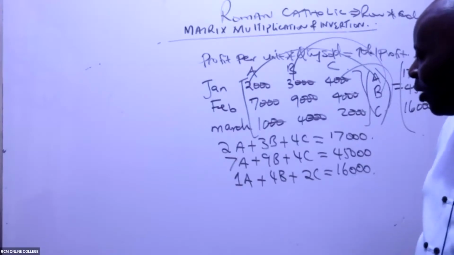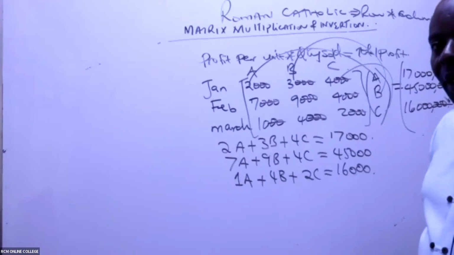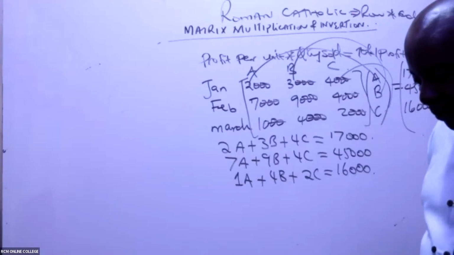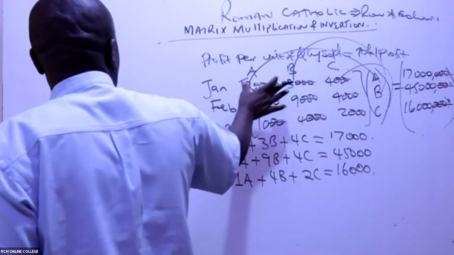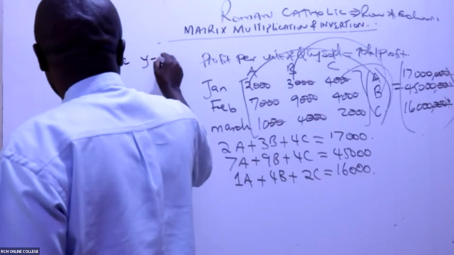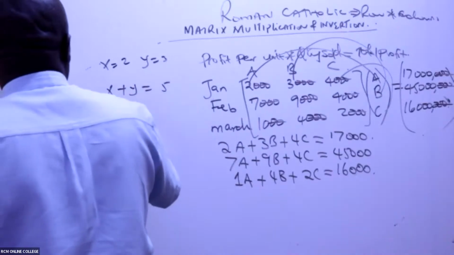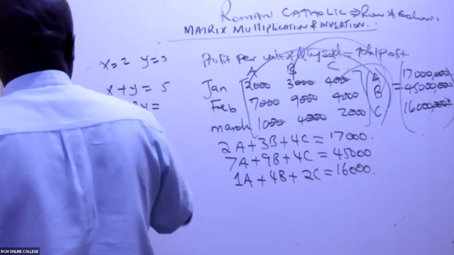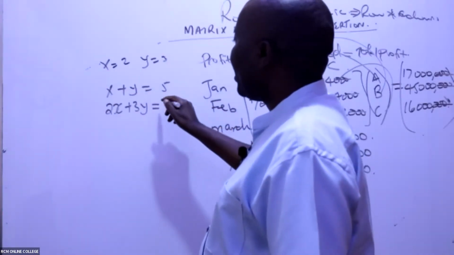Now, ladies and gentlemen, I would want to take this opportunity to show you what we call Cramer's rule for solving simultaneous equations. It will be very important for you to understand Cramer's rule. Now, assuming we have this kind of a thing, for example x is 2 and y is 3. So assuming we have here x plus y is 5, and then we have here 2x plus 3y, that's 4 plus 9, that is 13.